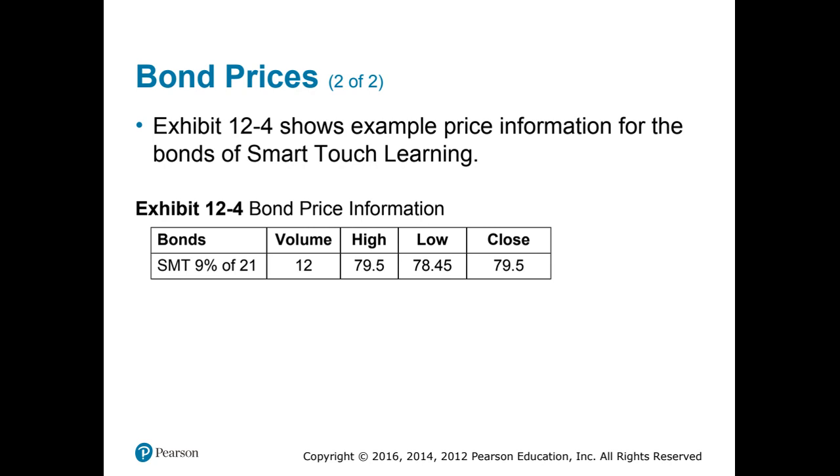This is on 603. Exhibit 12.4 shows example price information for the bonds of Smart Touch Learning. So here we're saying that we have a bond. The volume is 12. The high for the bond is 79.5. The low is 78.45. And the close is 79.5.